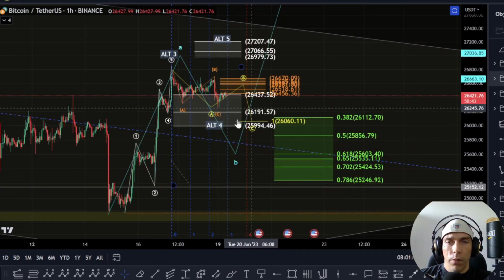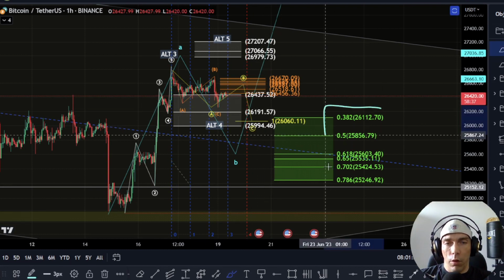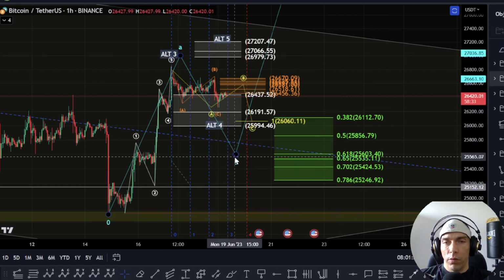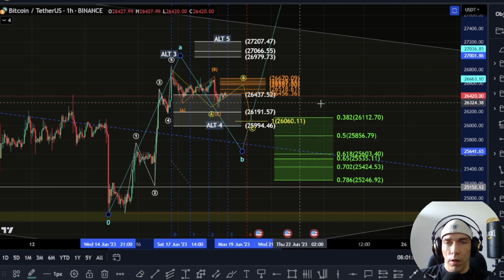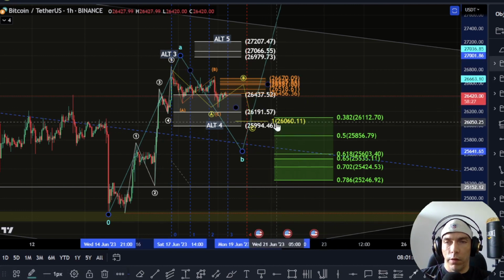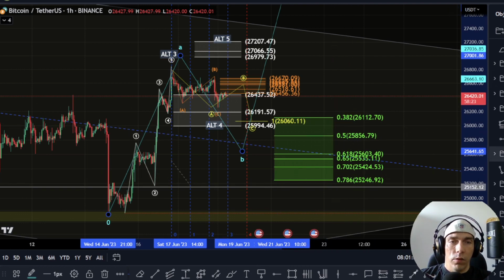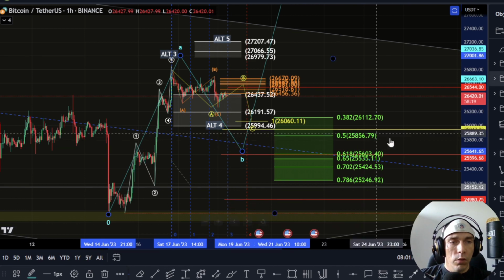Now, if we fail to hold this level of 25,994, what we could actually be doing is looking for this lower zone here as a B wave. Now, it is always possible we could get a shallow B wave, something like this, but ideally I'd want to see a move back down into some of these lower levels here, this 382 and the 786.